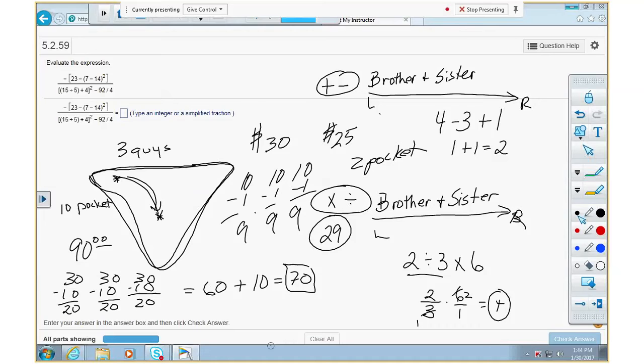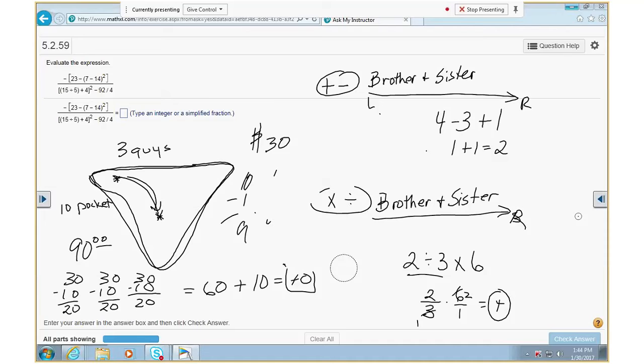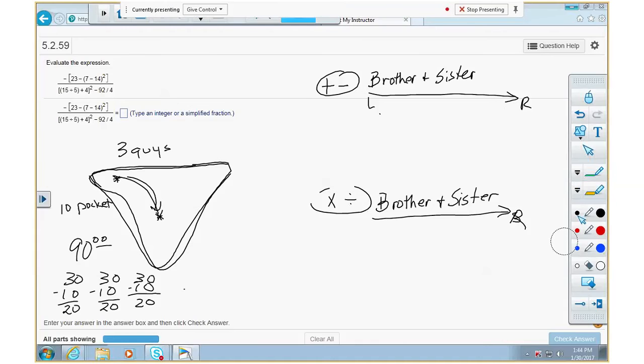Now, going back to brother and sister, what if you have a mixture of the brother and sister? Well, then that's cousins, right? And cousins go to Aunt Sally's house. So if you have a mixture of these guys, plus and division, subtraction and multiplication, plus and multiplication, subtraction and division, these are called cousins. Cousins go to Aunt Sally's house.